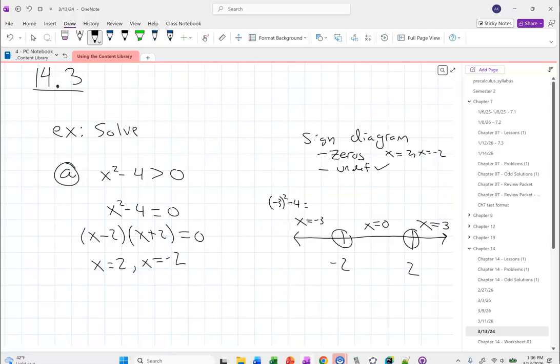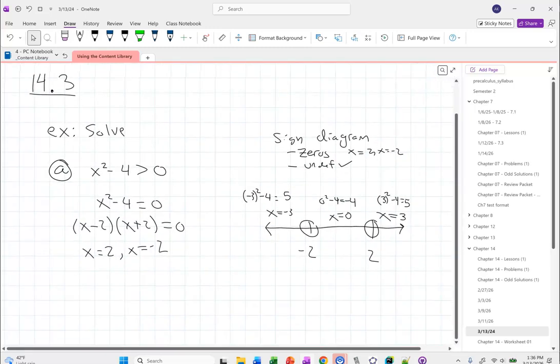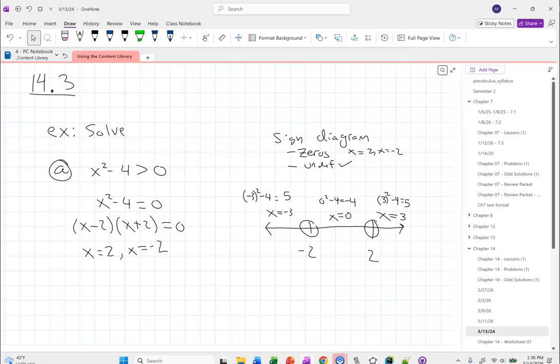Negative 3 squared is 9, and minus 4 is 5. Zero squared is 0, so minus 4 is negative 4. And then 3 squared is 9, minus 4 is 5. Is everybody okay with that? Where am I plugging these numbers into? The equation that's equal to 0, right? Or in this case, inequality 0.